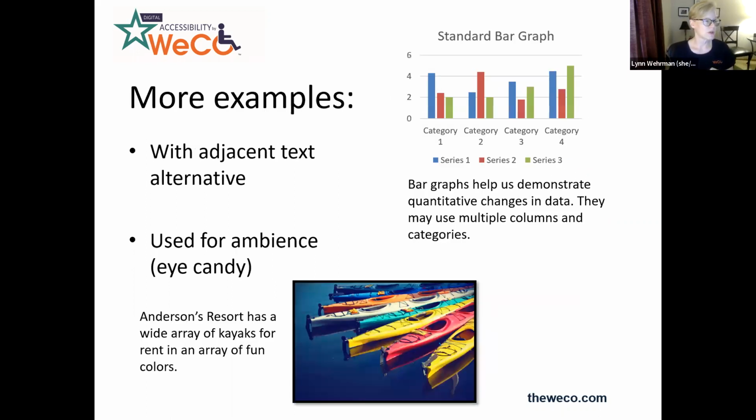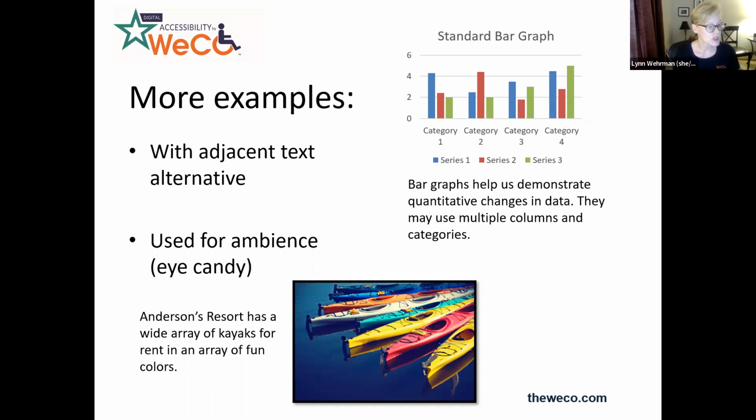A few more examples include images that have adjacent text describing it. This was really common for the accessible document and website work I did for the government, as we used many complex charts or graphs. Ours says at the top, bar graphs help us demonstrate quantitative changes in data. They may use multiple columns and categories. A context note: these were often the images that I needed to consult the document's author about when I was working at the DOT. So I needed to make certain that I was conveying what the graphic was trying to tell the public.